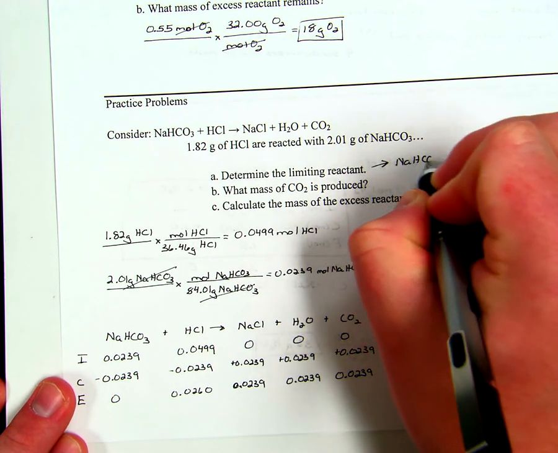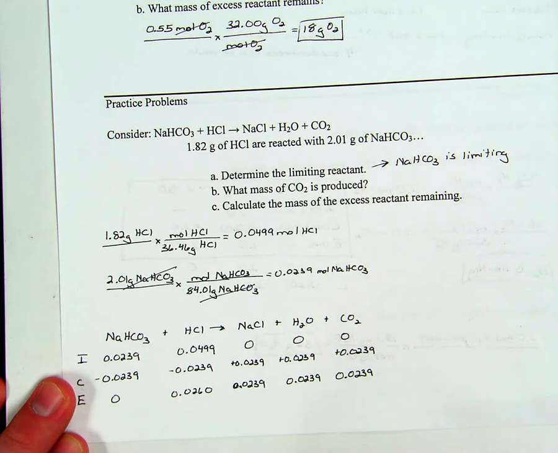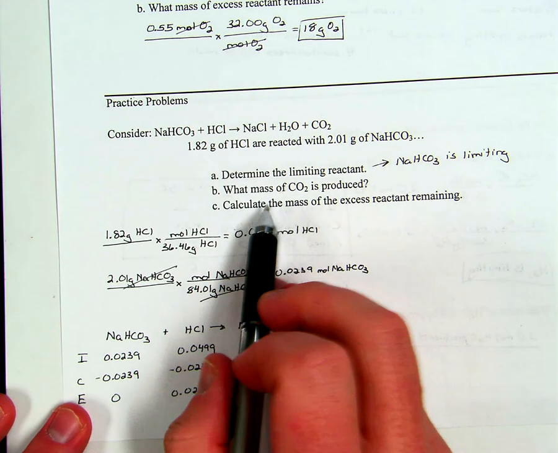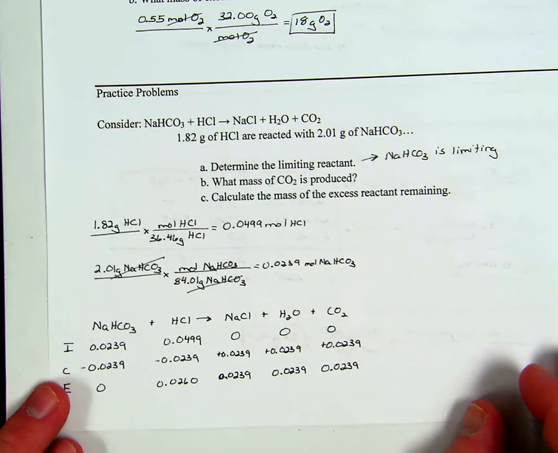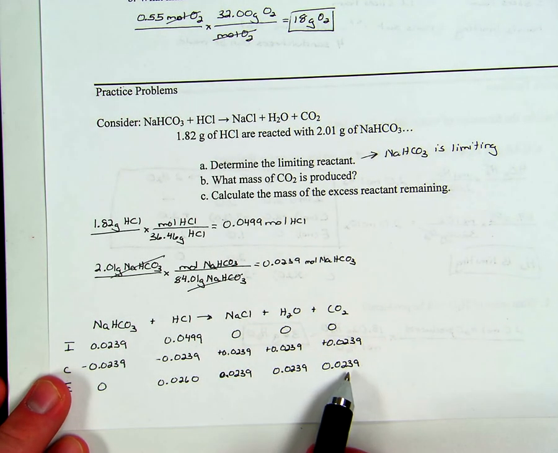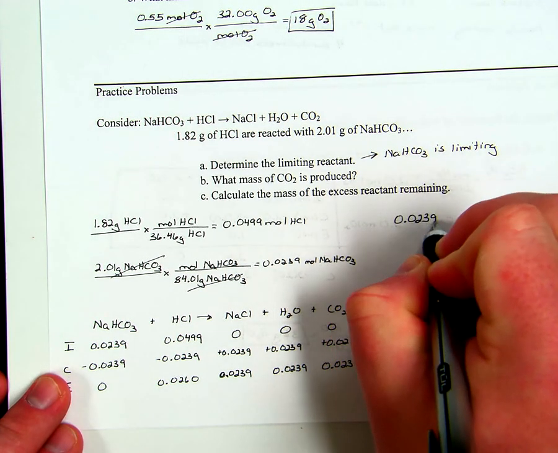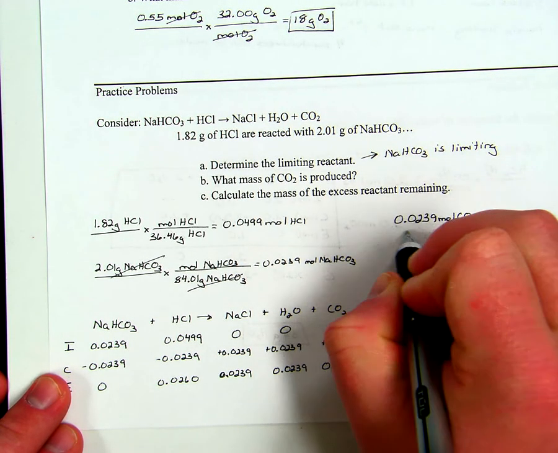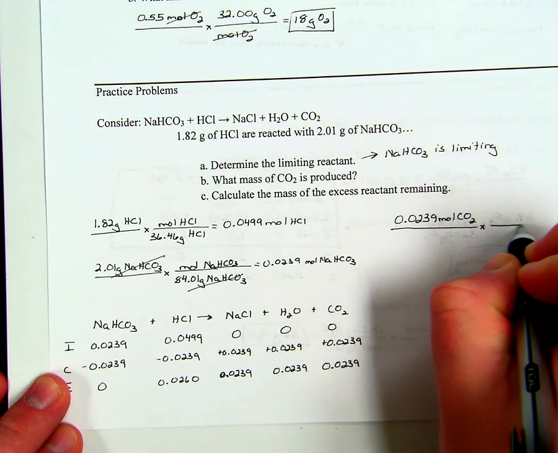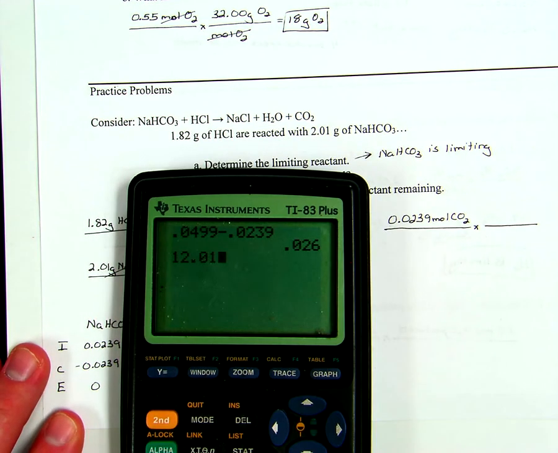Alright, question B. What mass of CO2 is produced? Well, if I look down here at the chart, I can see that the 0.0239 moles of CO2 are going to be produced. So I just need to convert that into grams. I have 0.0239 moles of CO2. Converting that into grams, we need a molar mass, so calculate that here. 12.01 plus 2 times 16, that is 44.01 grams CO2 for every mole of CO2.